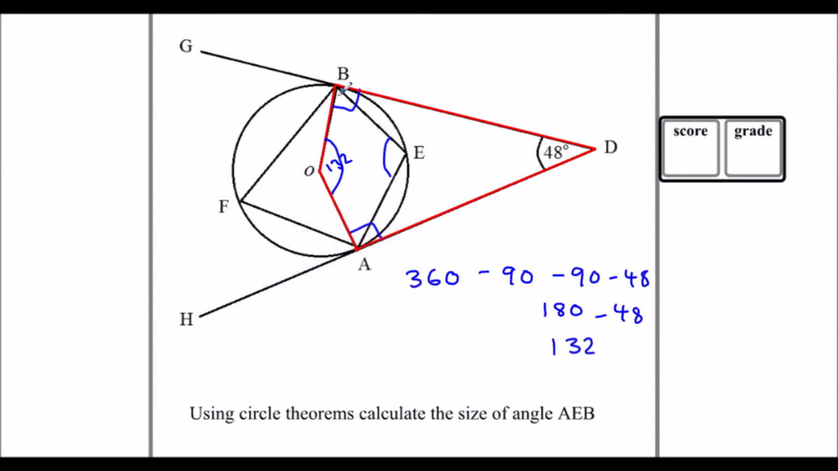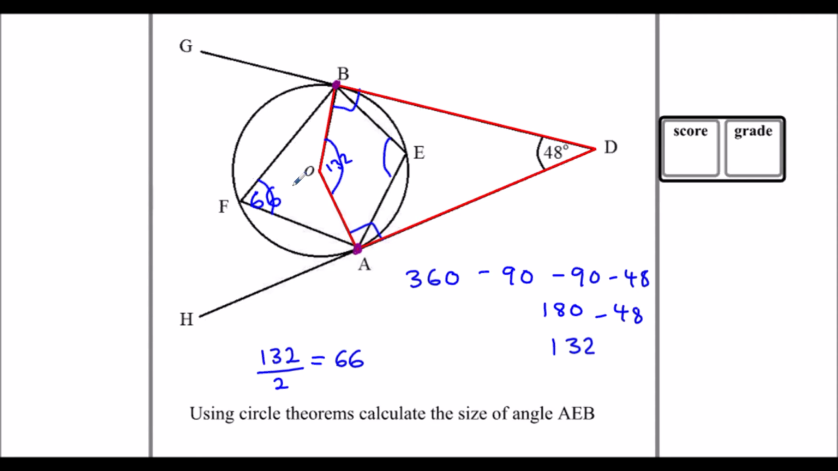Now the angle at the center, so from the same points here, the angle to the center is double the angle to the circumference. So this angle here, AFB, must be half of 132. So 132 halved is 66 degrees. So we've got 66 degrees here.